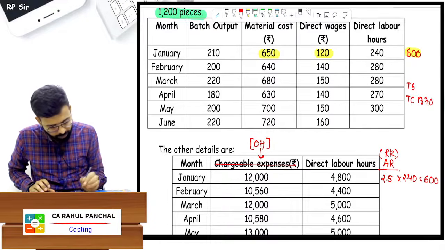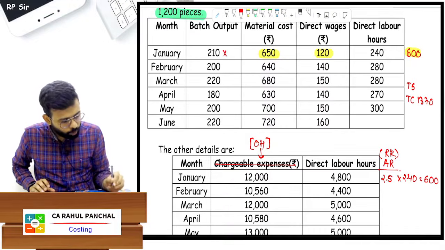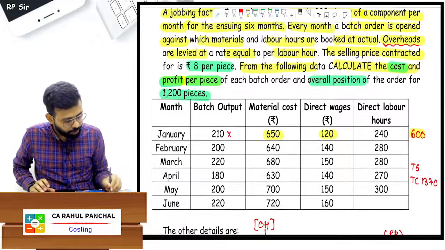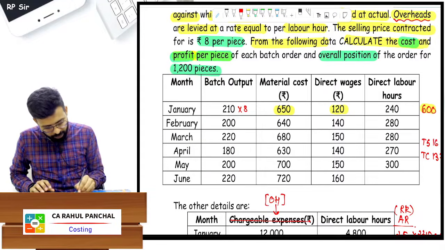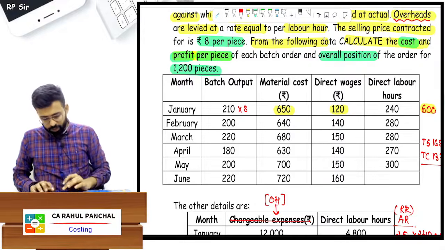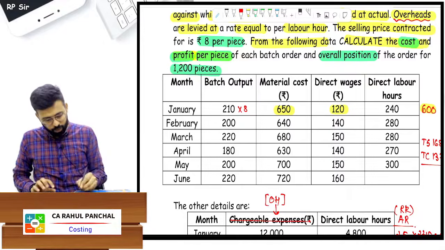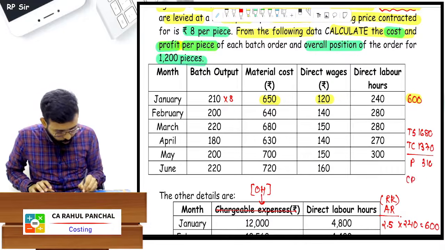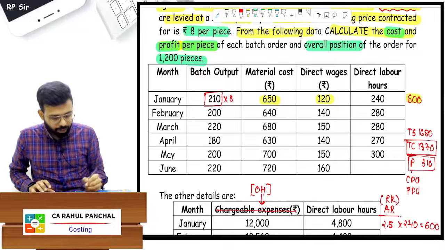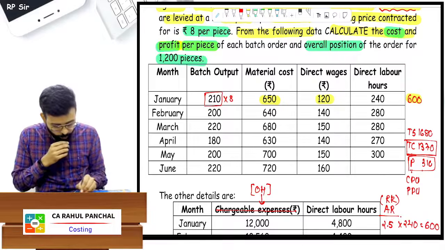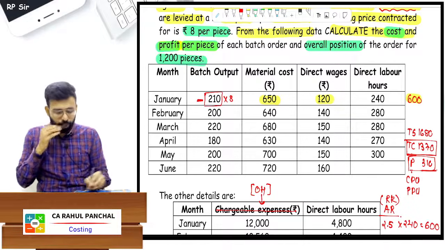What will be your total sales? It is again very easy, that will be 210 multiplied by your selling price, which is 8. So 210 multiplied by 8, you will get 1680 as your total sales. So 1680 minus 1370, you're gonna get 310 as your profit. Now you need to show your cost per unit also and profit per unit also. So your total cost will be divided by 210. Again your profit, 310, will be divided by 210, and you will get this.